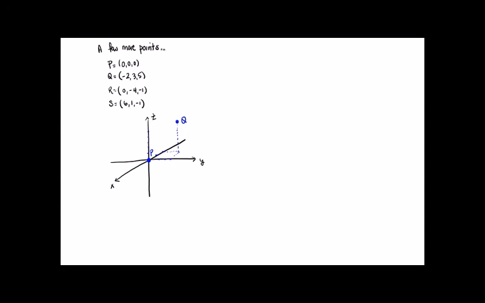So then we've got R, which is 0 in the x direction, so no forward or back, -4 in the y direction, and 1 unit down.